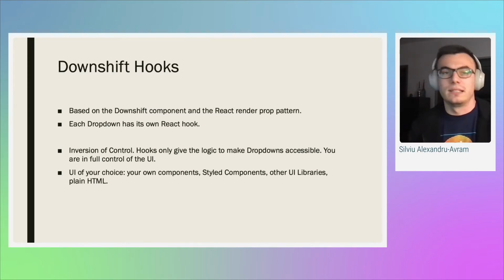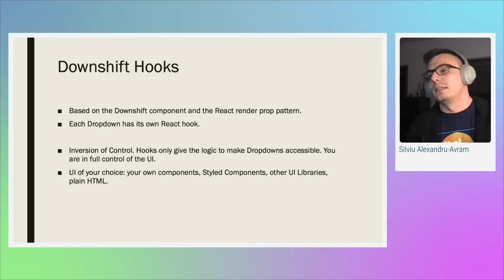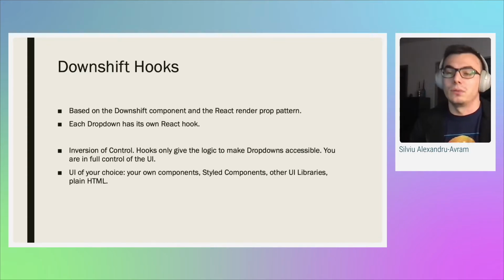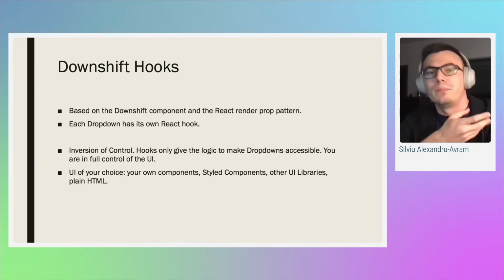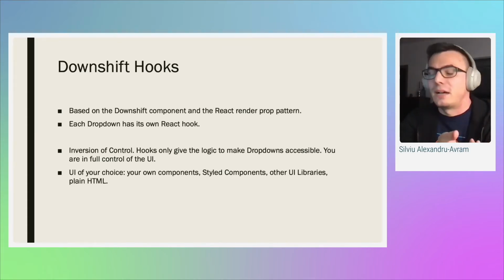So Downshift as a component didn't render anything on your screen. It would give you the means you would require to build your dropdowns using whatever UI you wanted to use. So you could have used any UI library like Material UI or React Spectrum or Fluent UI. You could have used styled components if that's what you wanted. You could have used plain HTML. That was what made and makes Downshift different.